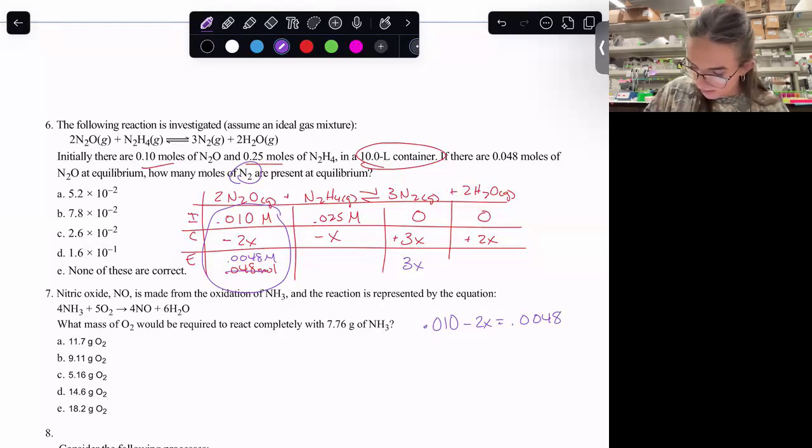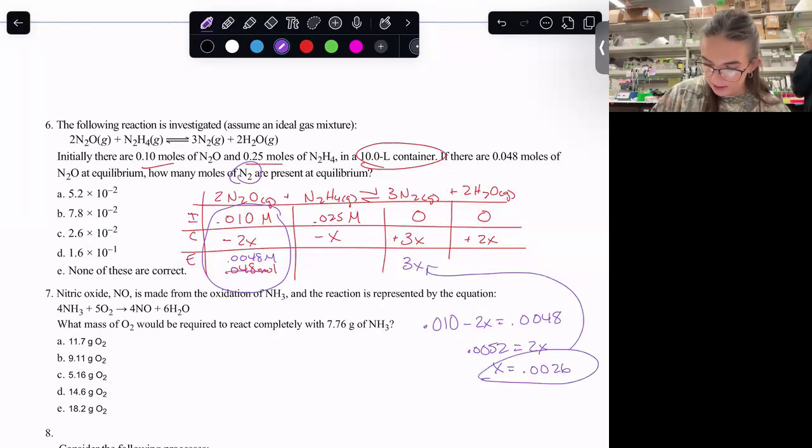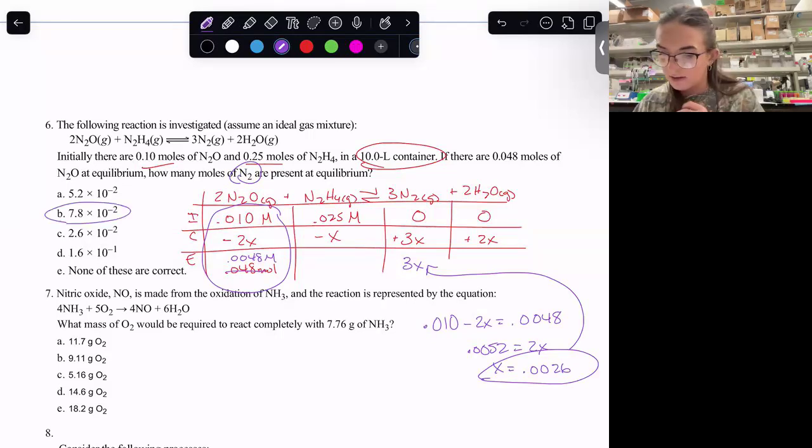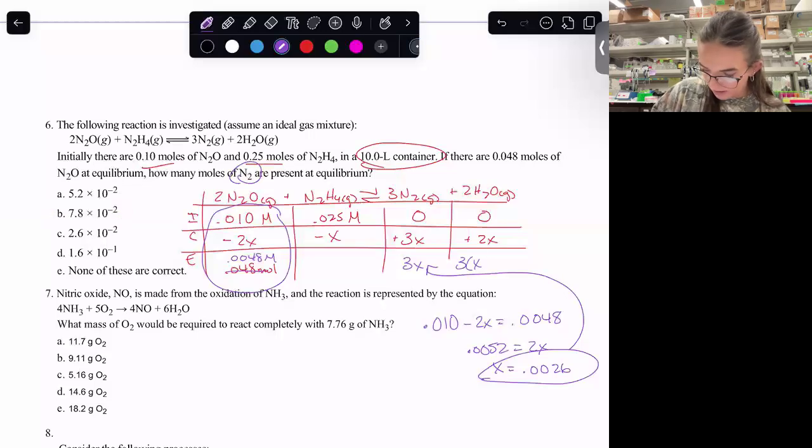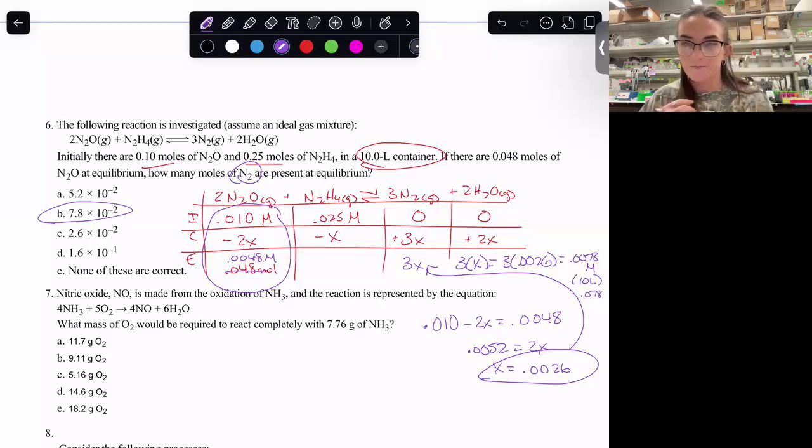So we end up with 0.0052 equal to 2x, and x will equal 0.0026. So then you'll take this and plug it in here, and you get 3 times x, which is 3 times 0.0026, which is 0.0078 molar. So to get to moles, you multiply by 10. So you get 0.078, which is B.